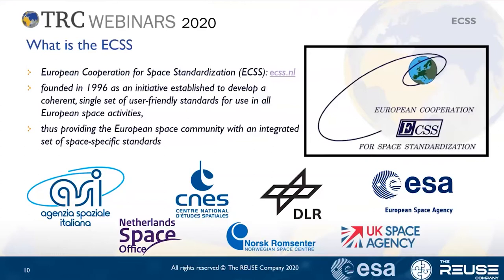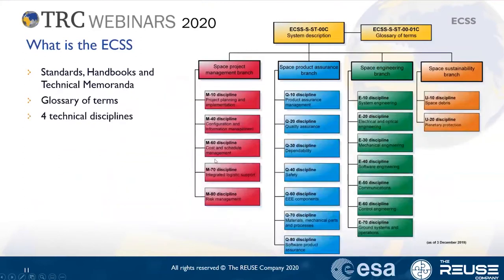So if I am correct, these logos that you can see here are the current contributors to this ECSS. So starting mainly with the European Space Agency itself, but also the Italian Space Agency, the one in the Netherlands, the French, the Norwegian, the German, and the UK ones, right? So these are the main contributors to ECSS.